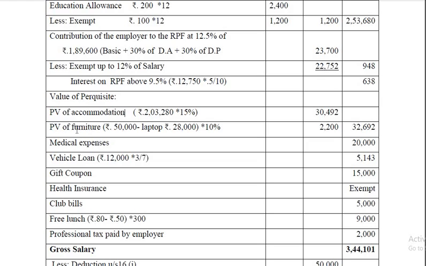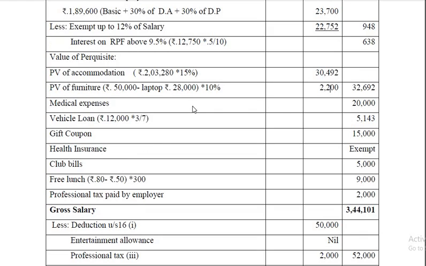Similarly, to that you have to add a perquisite value of furniture. Here the furniture is also owned, therefore 10% of cost of furniture you have to take. But here from cost you have to exclude value of laptop. Value of laptop and computers should be excluded, therefore here it is 28,000. So the difference is 22,000, of that 10% is 2,200. Perquisite value of accommodation including furniture is 32,692.